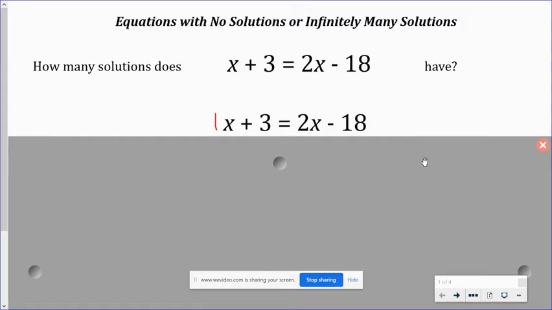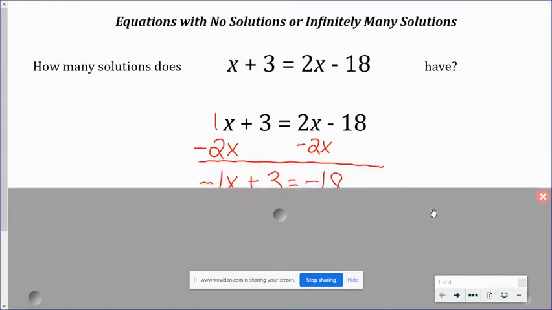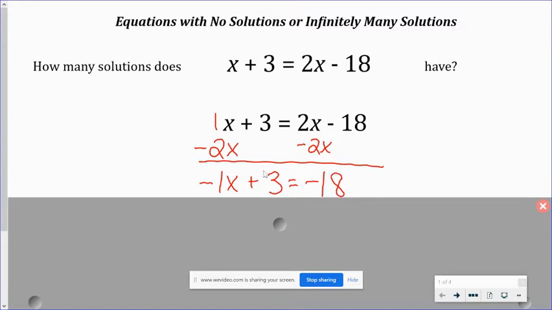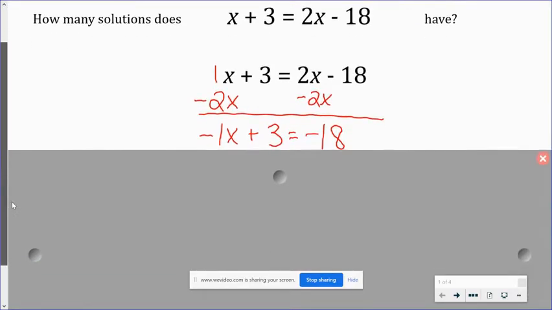To undo 2x from the right, we must subtract 2x from itself. Whatever you do to one side, you must perform to the other. And 1x taking 2x's away has a value of negative 1x's remaining. We're going to bring down our adding 3, and we're going to bring down our negative 18. Now that we've collected all of our x terms to one side, we're now going to have to collect all our constant terms to the other.